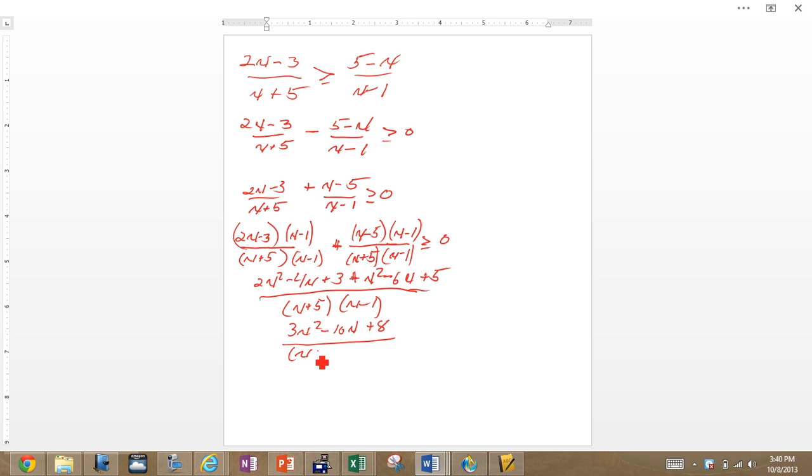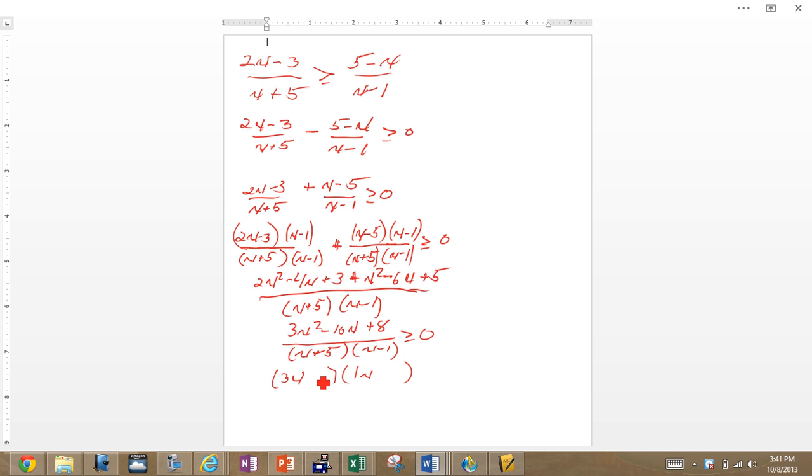And now it's over x plus 5 and x minus 1. This is all greater than or equal to 0. Now, I'm not sure whether this is going to factor or not. The only thing I can do is try. So, let's see. 3x and 1x, 4 and 2. I think we got it.